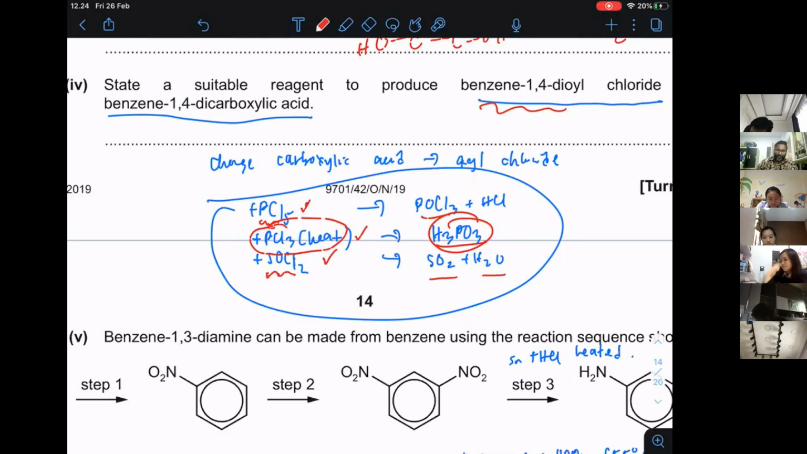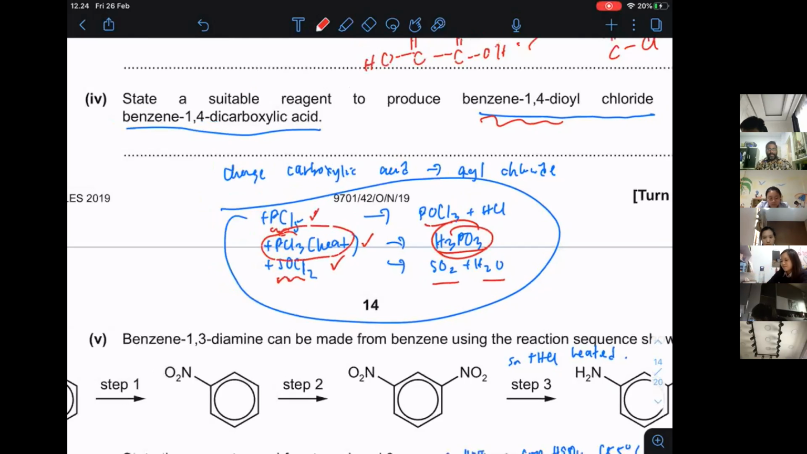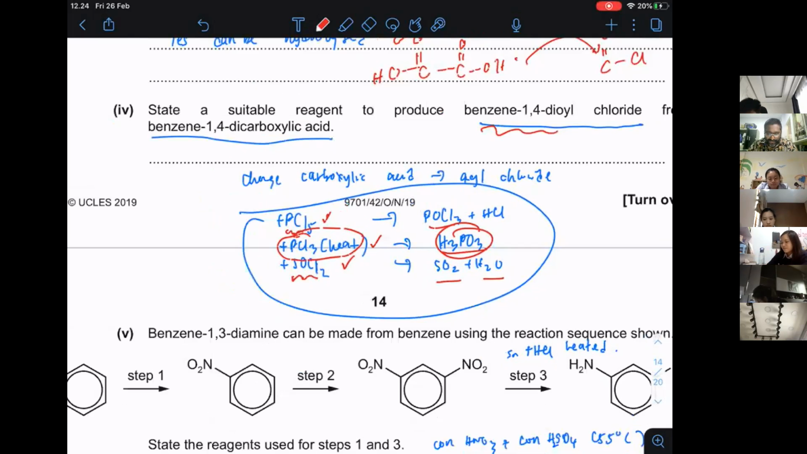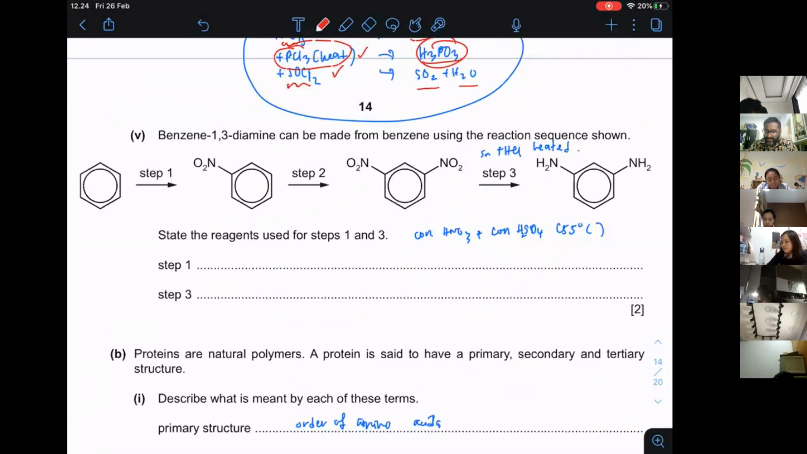Number 5. Benzene-1,3-diamine can be formed from benzene using the reaction sequence shown. This one is quite easy. You are adding NO2 into the benzene ring, so this is nitration. What are the reagents that we use? We use concentrated H2SO4 and concentrated HNO3.